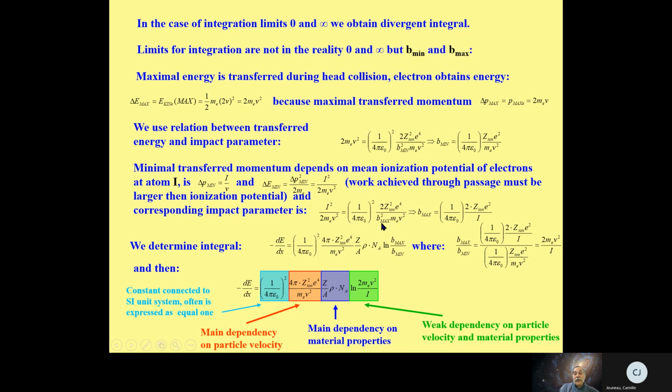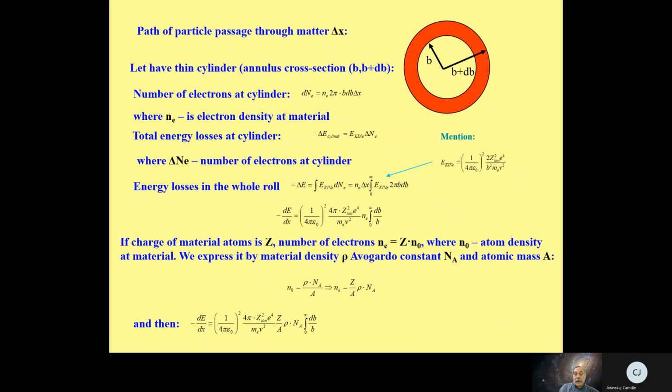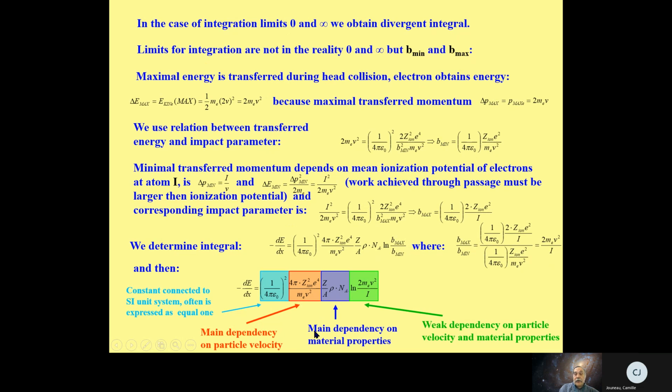Here is the derivation of this by impact parameter, and it's possible to calculate this impact parameter, and you will obtain this. Okay, fine. In this case, we will determine this integral, the integral of 1 divided by b. It is a logarithm, from b max to b min, and this ratio between b max and b min will be here.